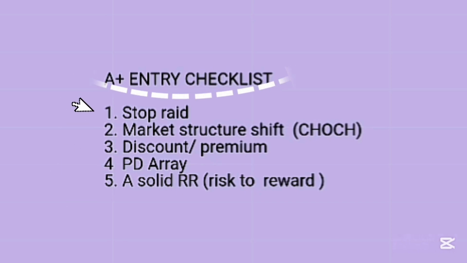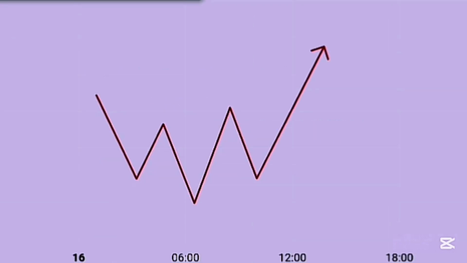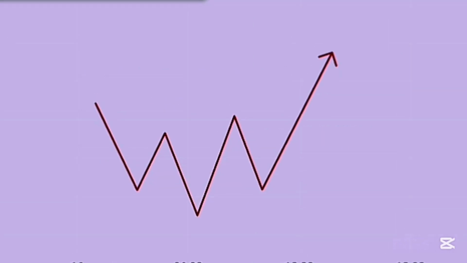Okay, so firstly I want to see a stop rate, a market structure shift, also known as a change of character, a discount and premium, a PDRE, and a solid risk to reward. This is all I need, guys, to enter my trade. Okay, now this is what I mean by everything I just listed earlier. Let's use this example and I'll show you how everything works.